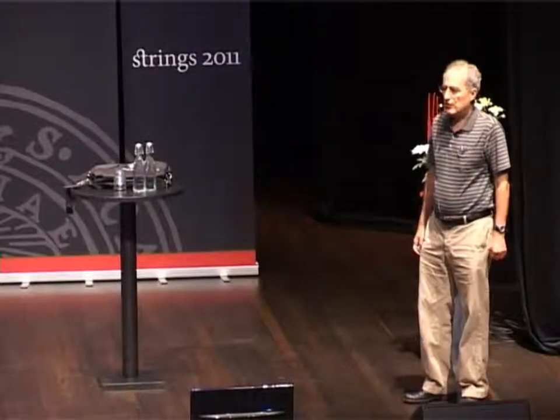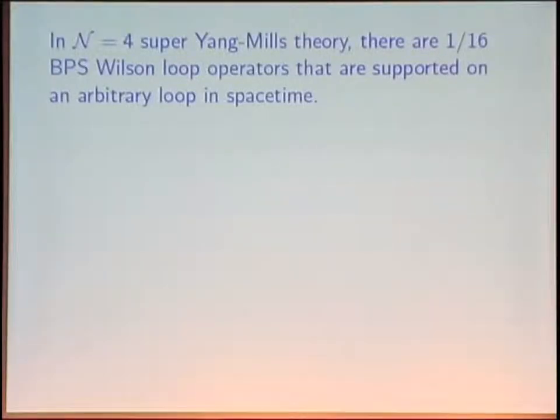So we start with N=4 super Yang-Mills theory in 4 dimensions. One important thing in this theory is that it has all kinds of BPS operators, that is, operators that have some supersymmetric properties. But the one which we'll care about is that you can take an arbitrary loop in spacetime. Of course, you could make an ordinary Wilson loop operator, but it would be completely non-supersymmetric. But you can make a 1/16th BPS loop operator for an arbitrary loop in spacetime.